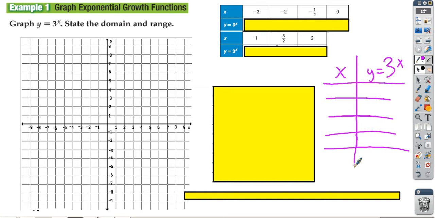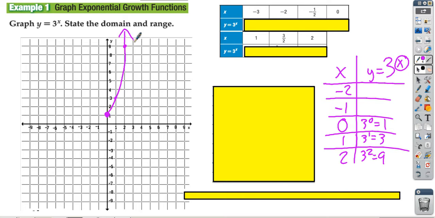I always start by seeing what would make that 0, and in this case 0 would make that 0. 3 to the 0 is equal to 1, so the point 0, comma 1 is on this graph. And then let's just do 2 more that are bigger, and we'll do 2 more that are smaller. So 3 to the first power is 3, 3 to the second power is 9, so the points 1, comma 3 and 2, comma 9 will be on this graph, and you can see how steeply that's going to go up.